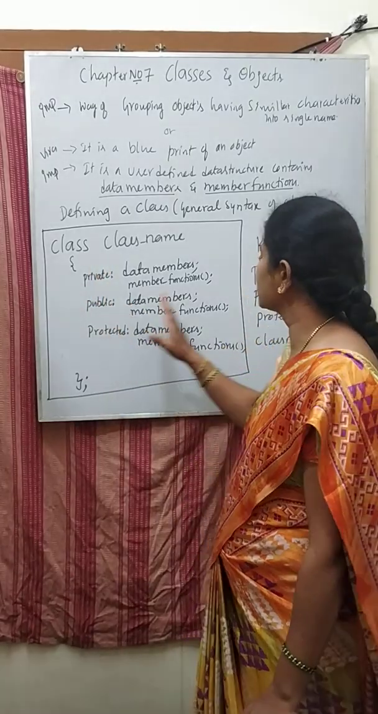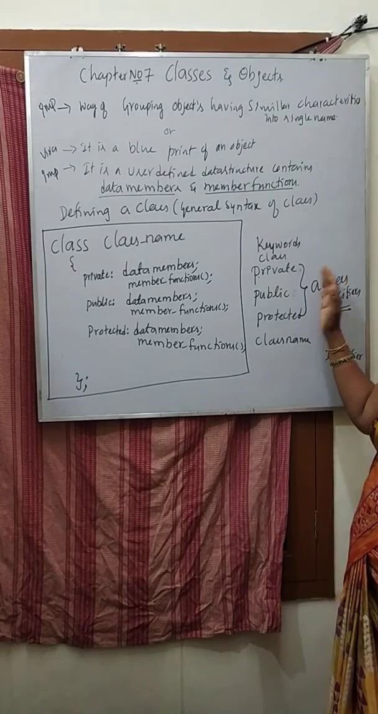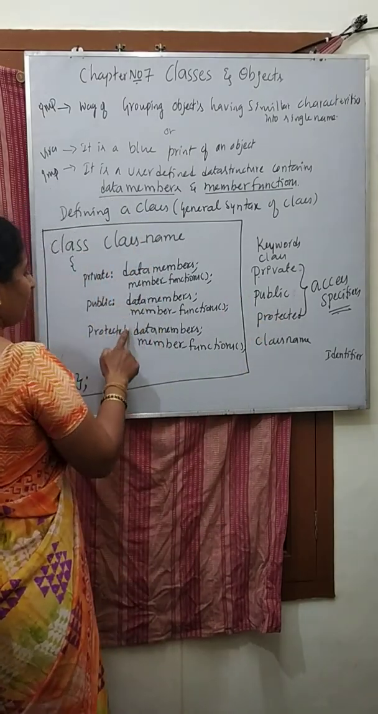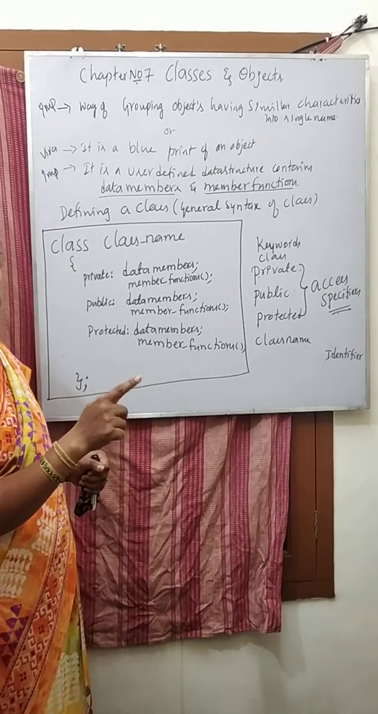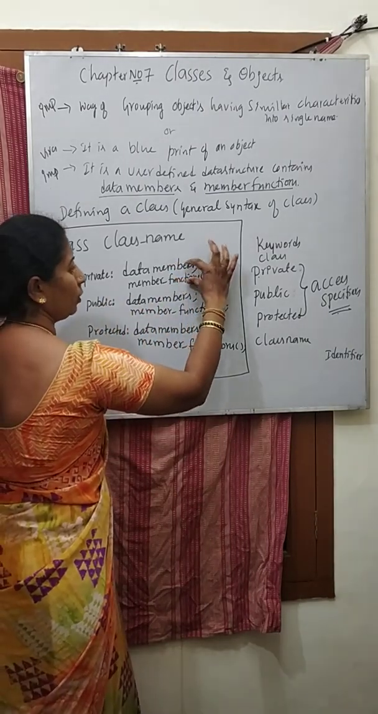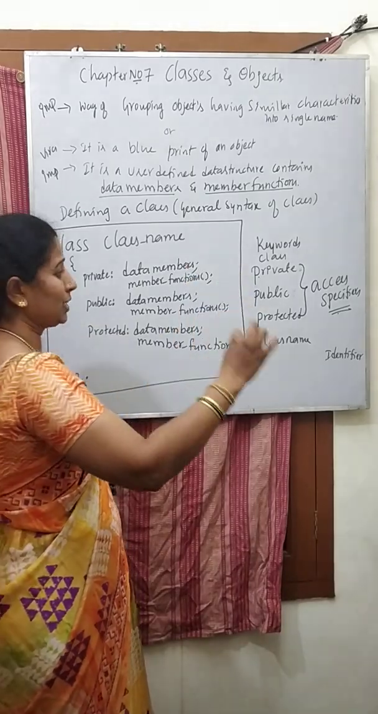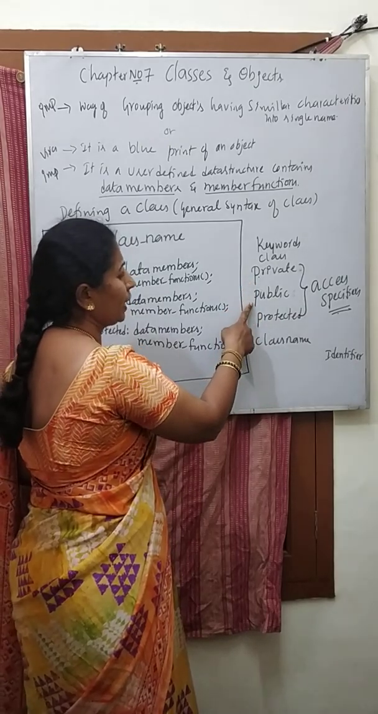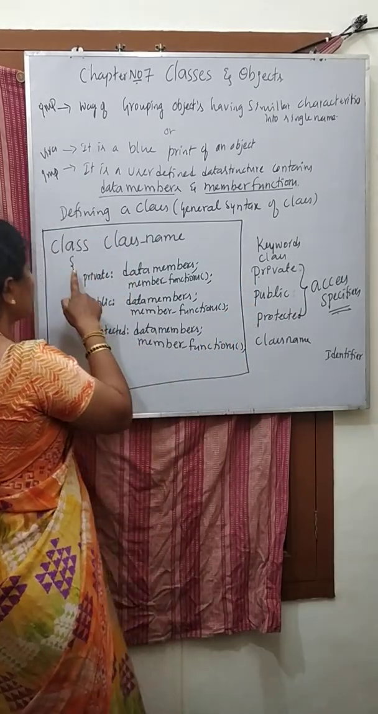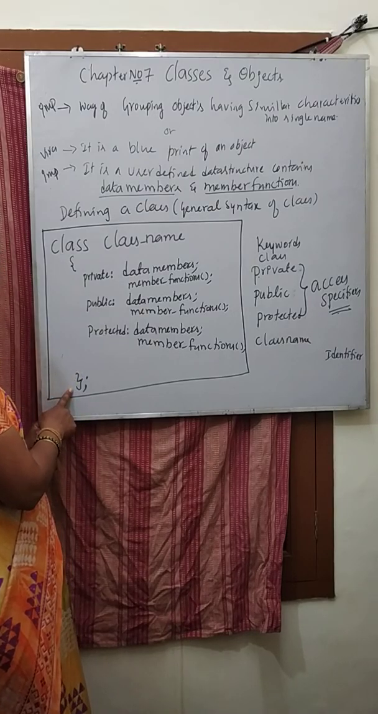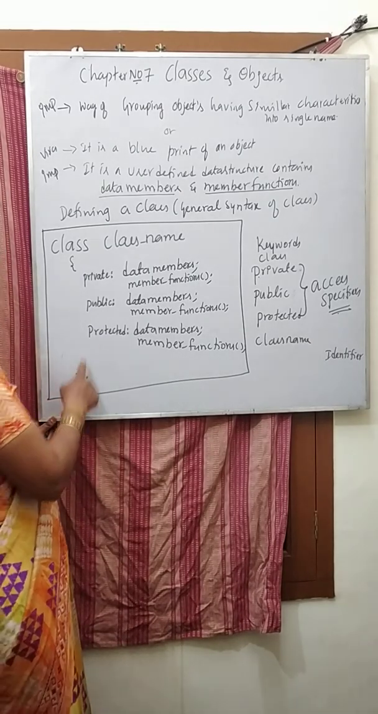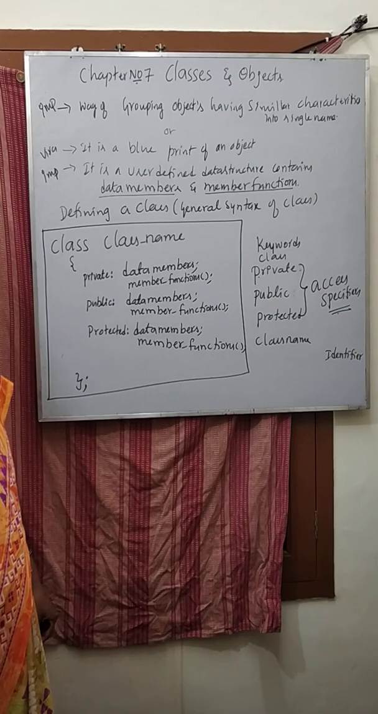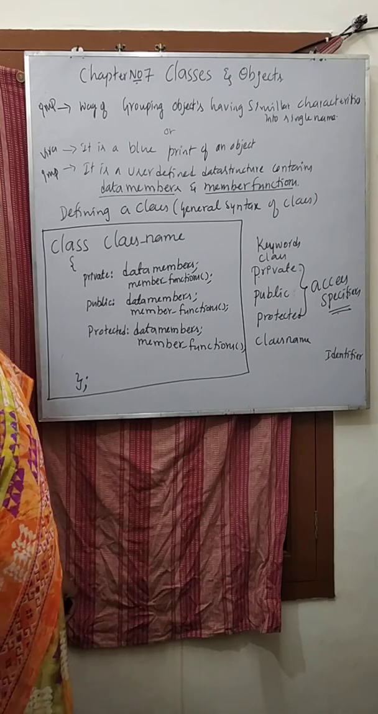We will discuss this later in the session as a separate concept. Okay students, the class name, data members and member functions together are called class members. These class members we have declared under access specifiers. What are those access specifiers? Private, public and protected. Those members are enclosed within curly braces and terminated by a semicolon. This is called the definition of a class, or the general syntax of a class.